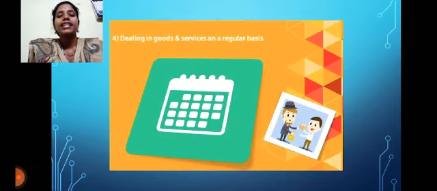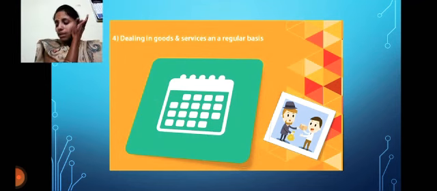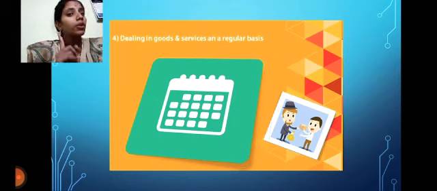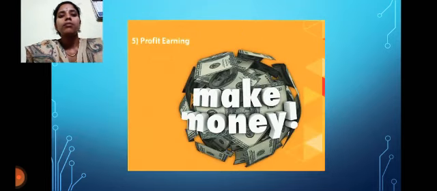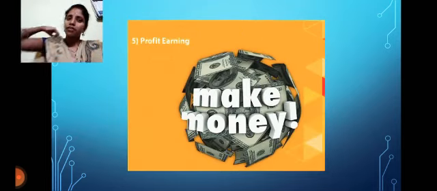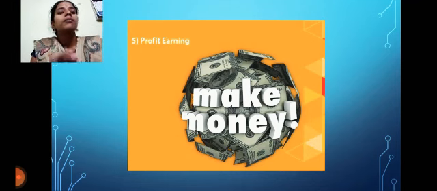Fourth point, dealing in goods and services on a regular basis. That means you are not doing the business for only one day. It's your work, you have to do it regularly. Fifth point, profit earning. Every business has profit earning, so the intention is to make profits.